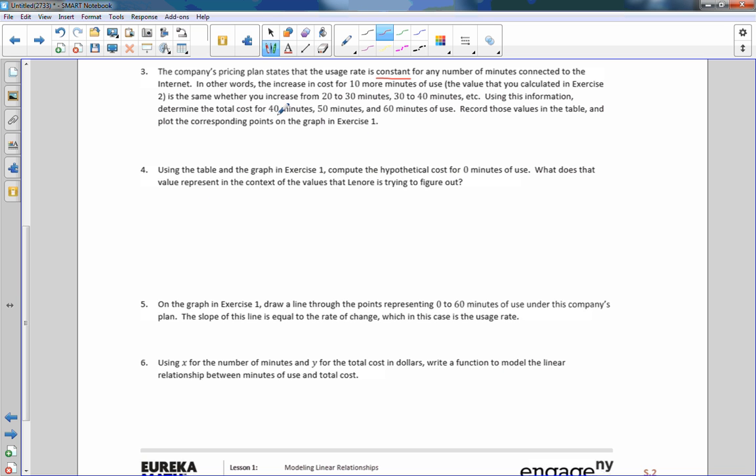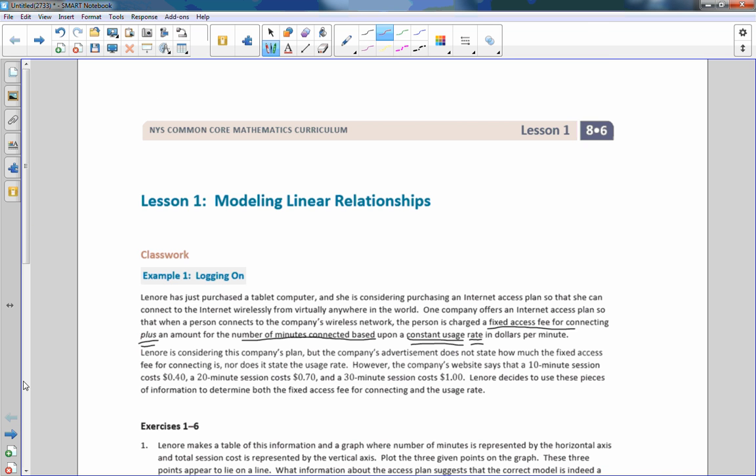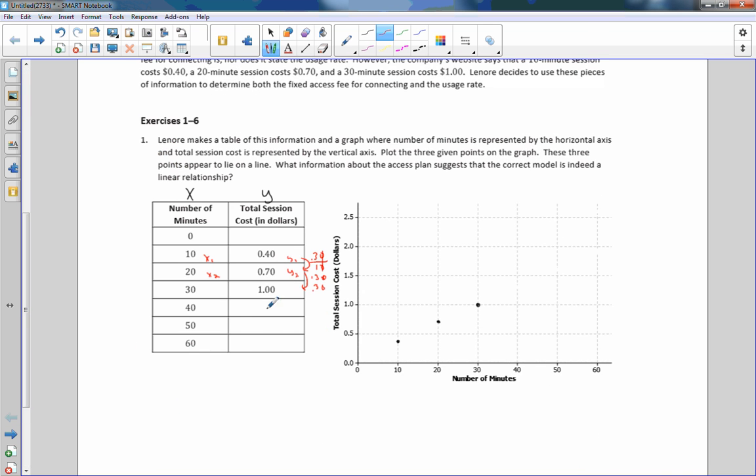So what they're asking us to do now is take 40, 50, and 60 minutes of use, substitute in our values and graph. So I'll go back, and now we want to fill this in here. And I'll do that in green.